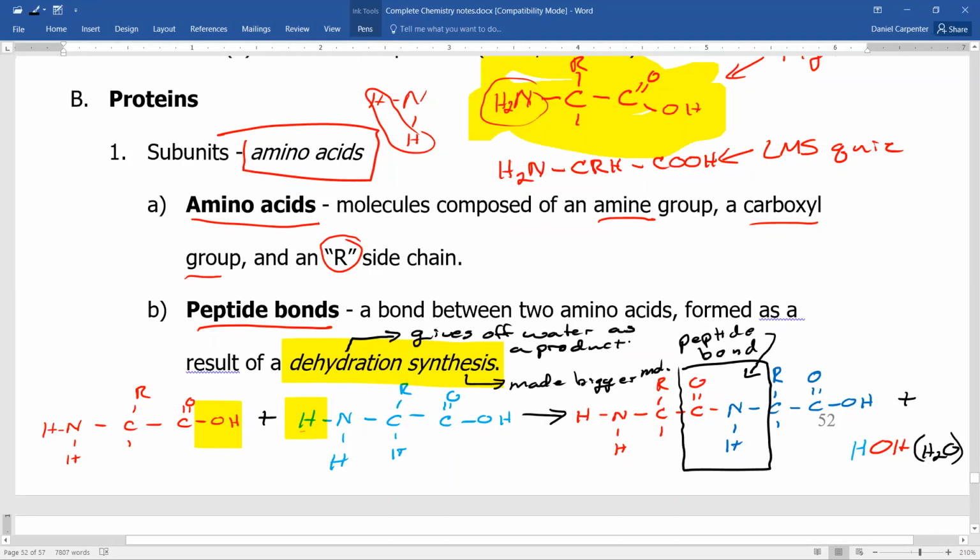Now, there will be questions about dehydration synthesis. And dehydration synthesis does give off water as a product. It's a reaction that makes a bigger molecule and gives off water as a product. So make sure that you get that. It will be there.